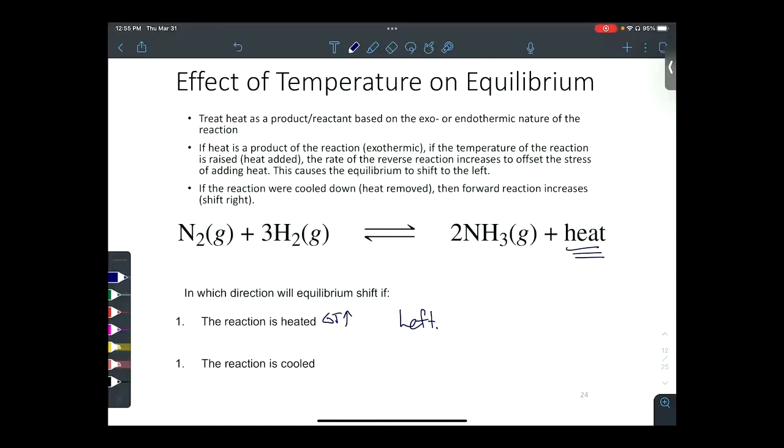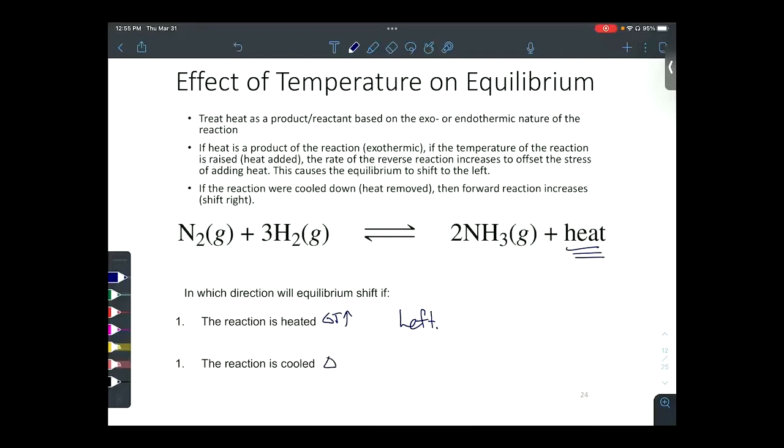It goes to the left, or to the reactant side. If the reaction is cooled, are we adding heat or removing heat? Removing, so you're essentially taking some of the heat away. So the reaction's going to move this way, to the right. Yes, that is to the right.